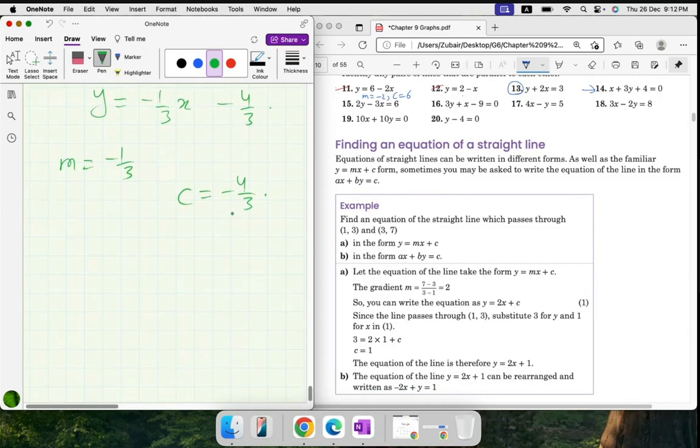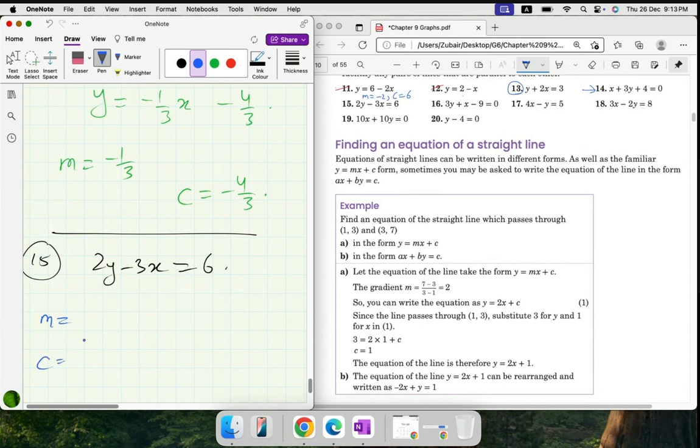Try number 15. So this will be m will be 3 by 2, and c will be 6 by 2, which will be 3. That's right.